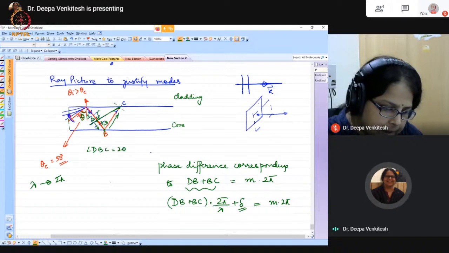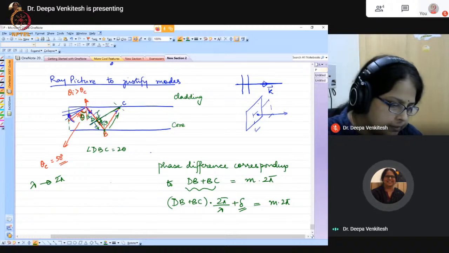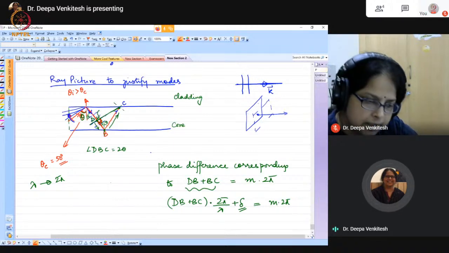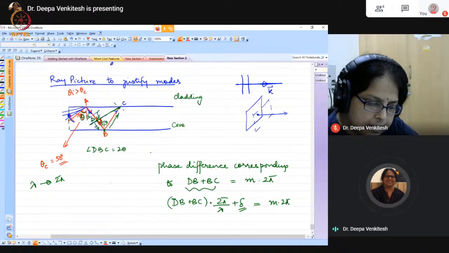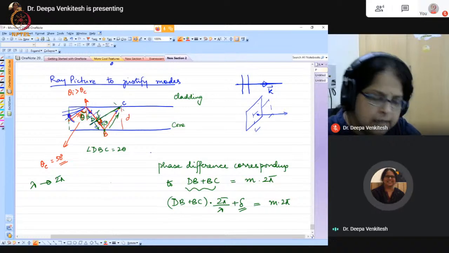DBC is 2 theta. And this angle is 90 degree. This angle is 90 degree simply because it's a plane wavefront, and the wavefront is orthogonal to the direction of the ray. And you do the trigonometry, you can write down dB and BC in terms of this D.